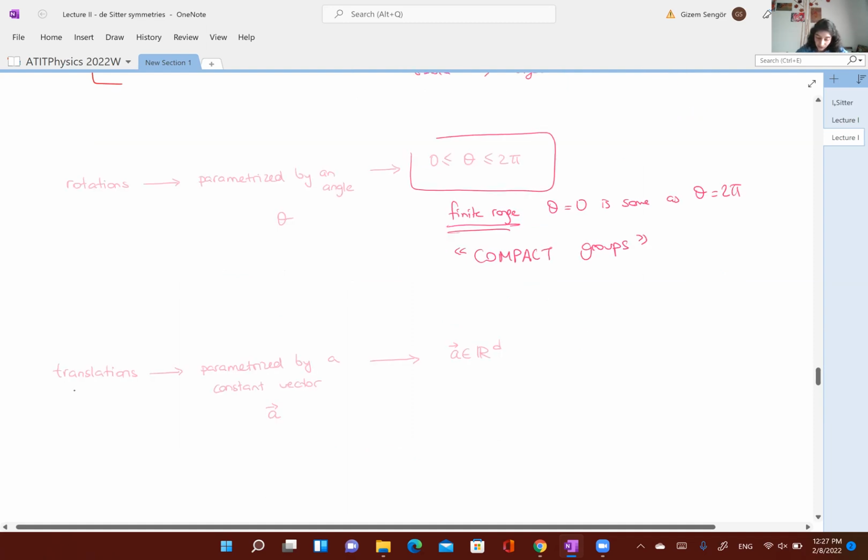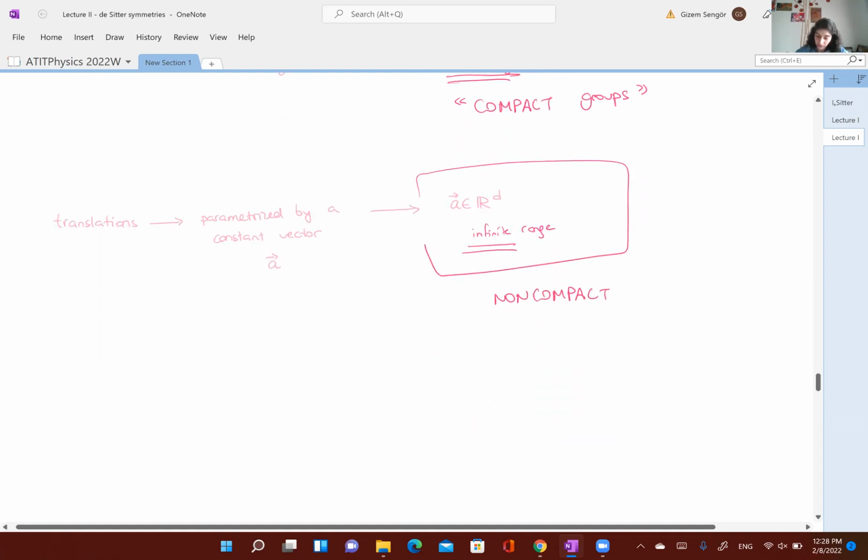And if you consider translations, we said you can translate by any amount. So these values of the translation parameter lie along the real axis. So this is an infinite range. Groups whose parameters lie along an infinite range are called non-compact. This is one more categorization.